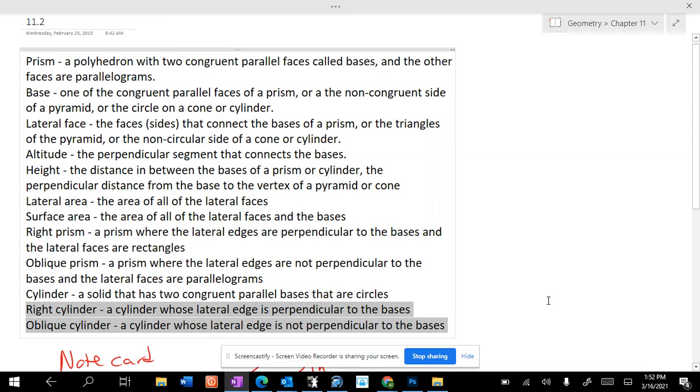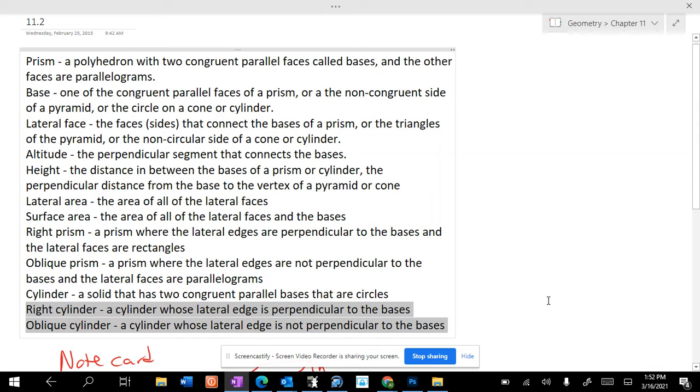It's a polyhedron with two congruent parallel faces called bases. A base at the top, base at the bottom. All the sides are rectangles. Okay? It has to be at least parallelograms, but if it's going to be standing straight up and down, then they become rectangles.